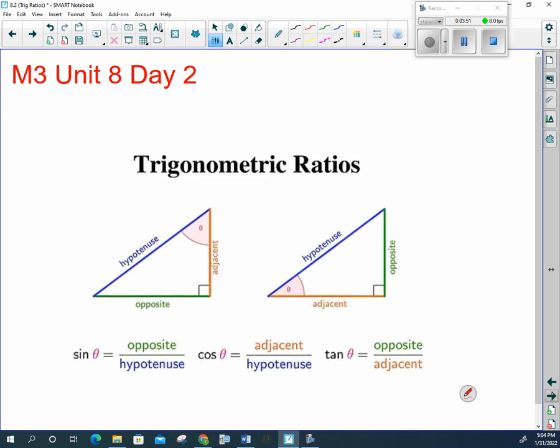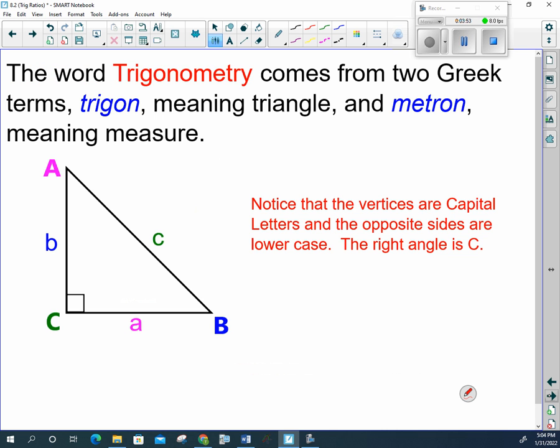All right, so we're going to be doing our trig ratios today. So the word trigonometry comes from 2 Greek terms, trigon meaning triangle and metron meaning measure. So notice that the vertices on our triangle are capital letters and the sides opposite them are lowercase letters. And typically we want the right angle to be a letter C.